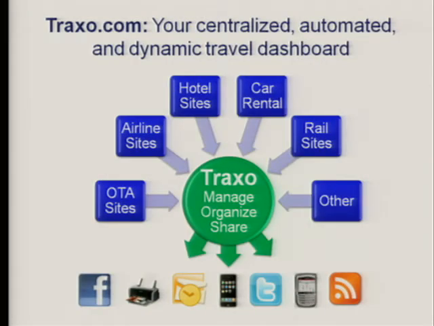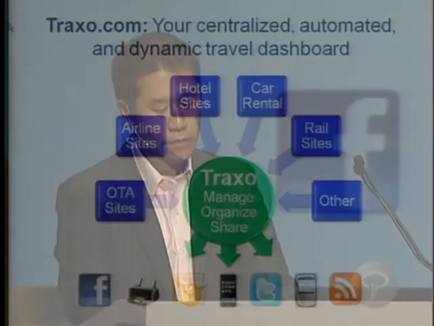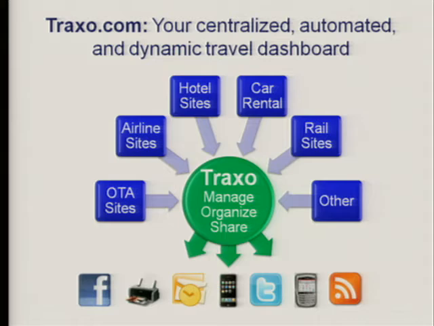Traxo is a centralized, automated, dynamic travel dashboard that allows you to manage, to organize, and to share your travel plans and information. It's centralized because our proprietary technology allows a user to collect and to aggregate all of their travel plans from wherever they've booked their travel. It's automated because you set up Traxo once upfront, one time, and it automatically imports all of your travel information without you having to do anything else. One time, set and forget. It's dynamic because it's constantly updated. You make a change on the travel site where you booked your travel, and the change is detected on Traxo. So with that little bit of context, let's just jump into the demo.